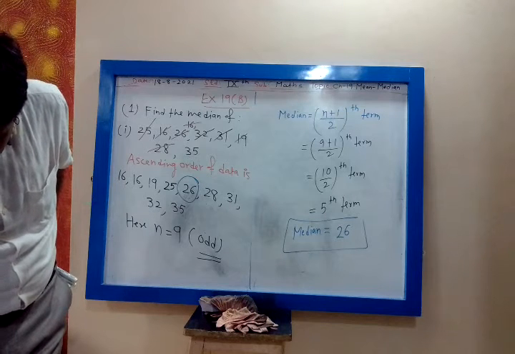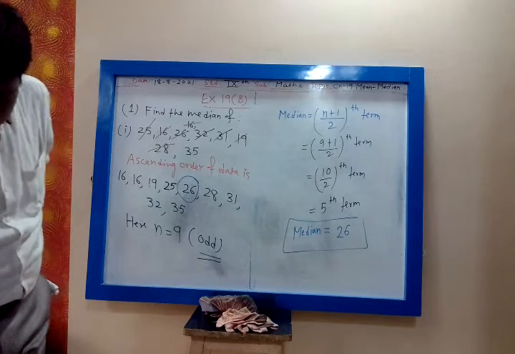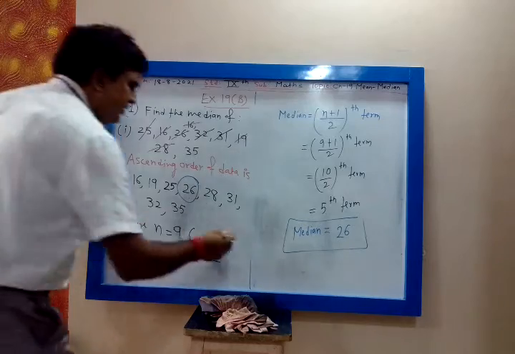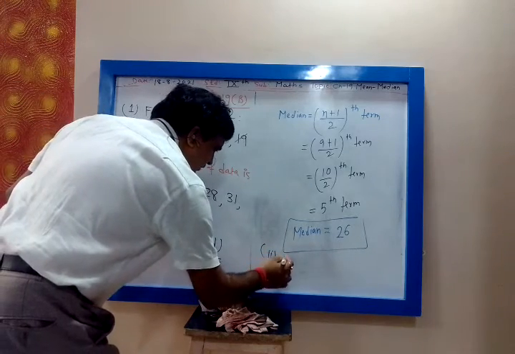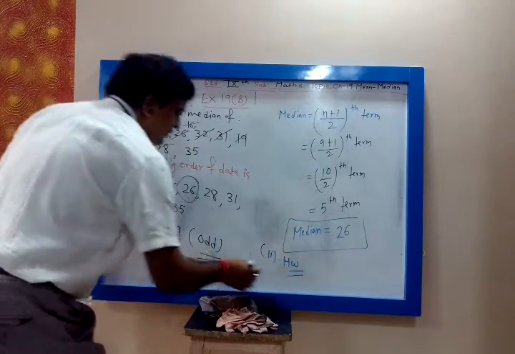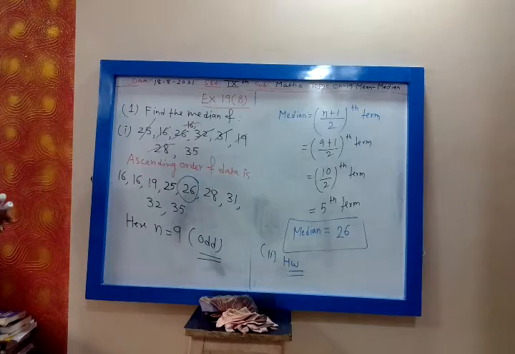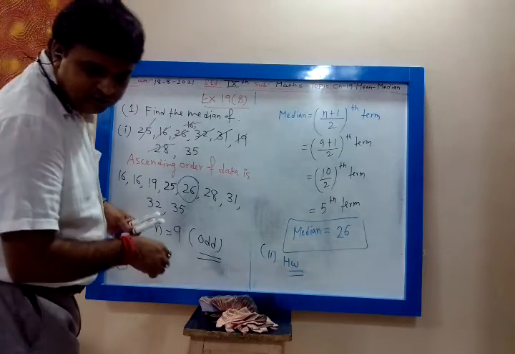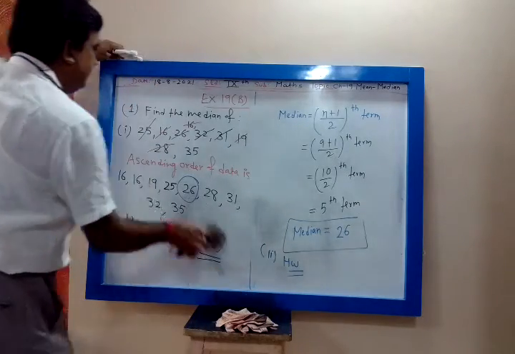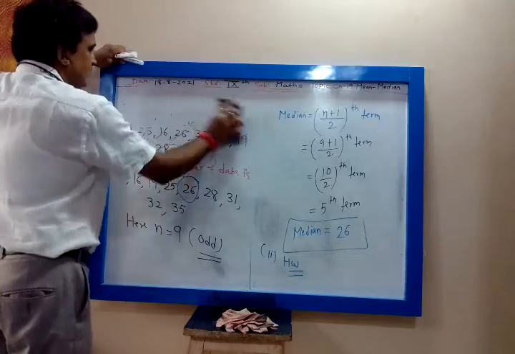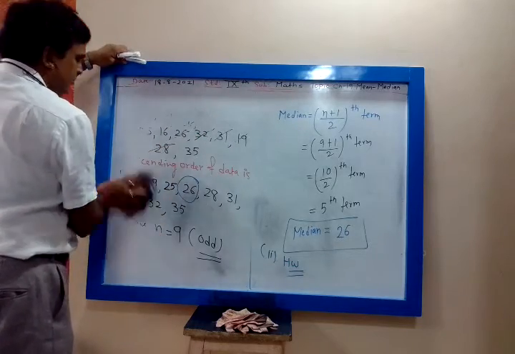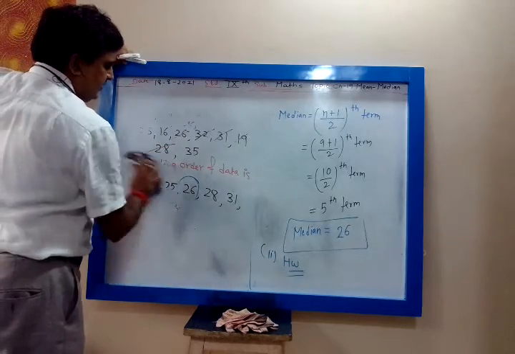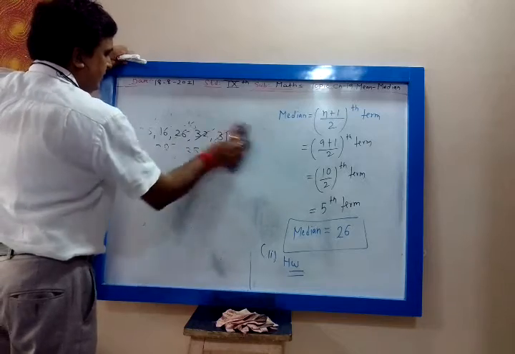Now which one should I do? Let me do the third one. The second is homework. Let me do one problem of even number. Now the third one: 63, 17, 59. We have done one problem of odd number. Let us solve one problem of even number.